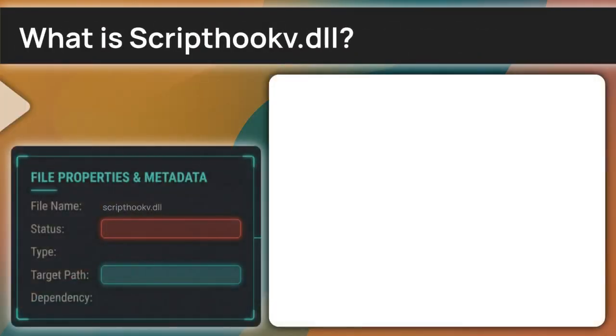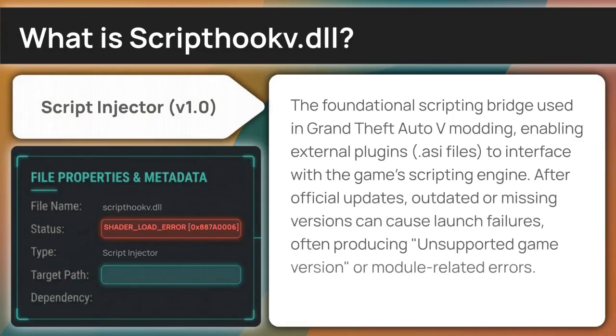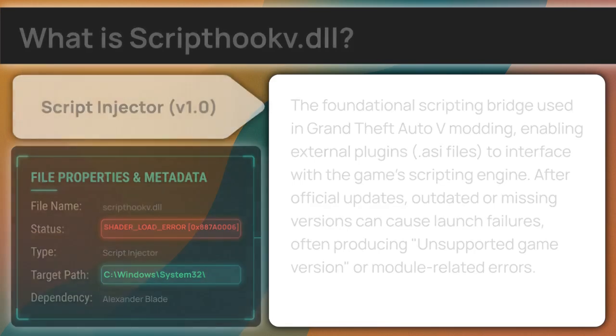This is the Scripthookv, the foundational scripting bridge used in Grand Theft Auto V modding, enabling external plugins, .asi files, to interface with the game's scripting engine. After official updates, outdated or missing versions can cause launch failures, often producing unsupported game version or module-related errors. With the why out of the way, let's focus on getting you running again.